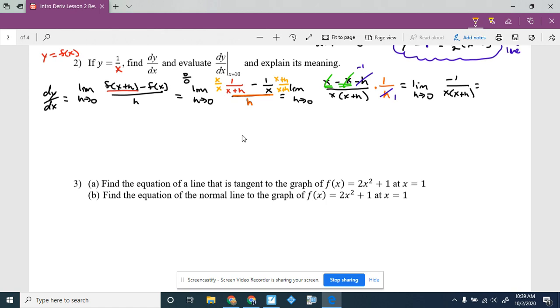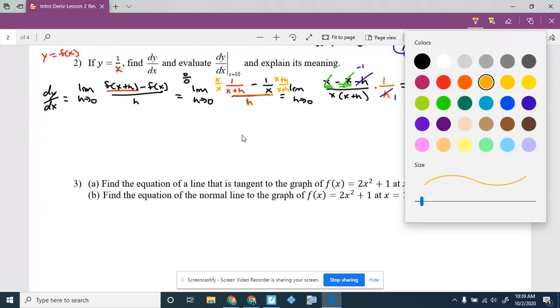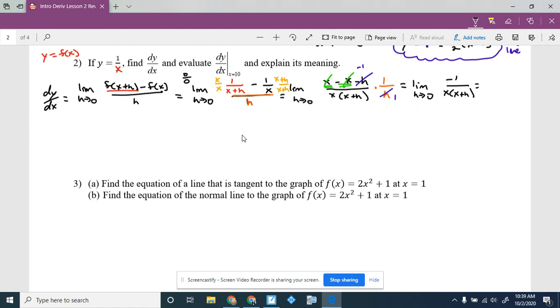Anyway, getting back to this. Now I am ready to chuck 0 in for h. When I do that, I get x times x in the bottom. That's going to be x squared. So I get negative 1 over x squared. So now what is that? The fact that I got dy dx is negative 1 over x squared. That is my derivative. This is my slope producing machine on the graph of 1 over x.